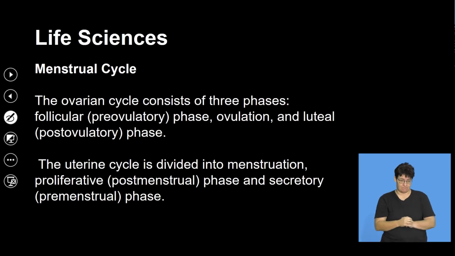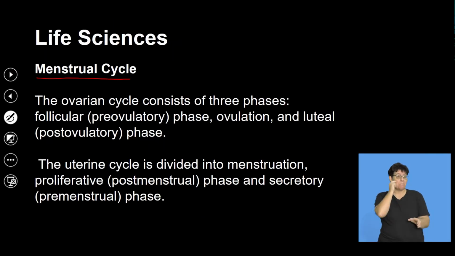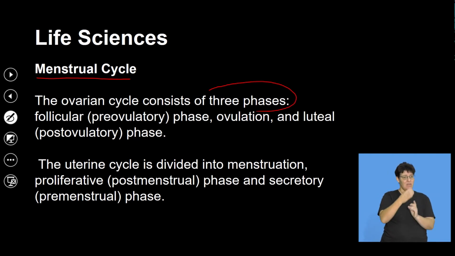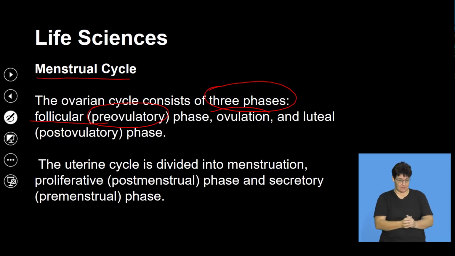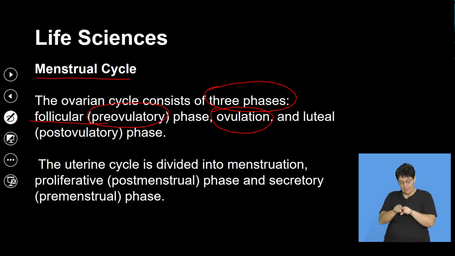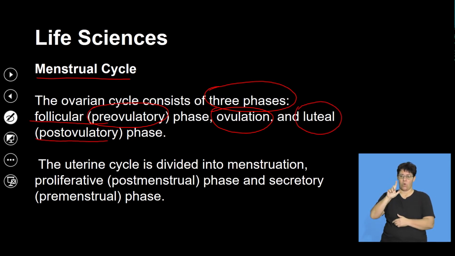So, when we look at the menstrual cycle, we would see that there are 3 phases. These can be called the follicular phase, which is just before ovulation, and hence it's called the pre-ovulatory phase. We have ovulation, which we've just looked at, as well as what happens after ovulation, and we call that the post-ovulatory phase or the luteal phase, and this is with reference to the corpus luteum.